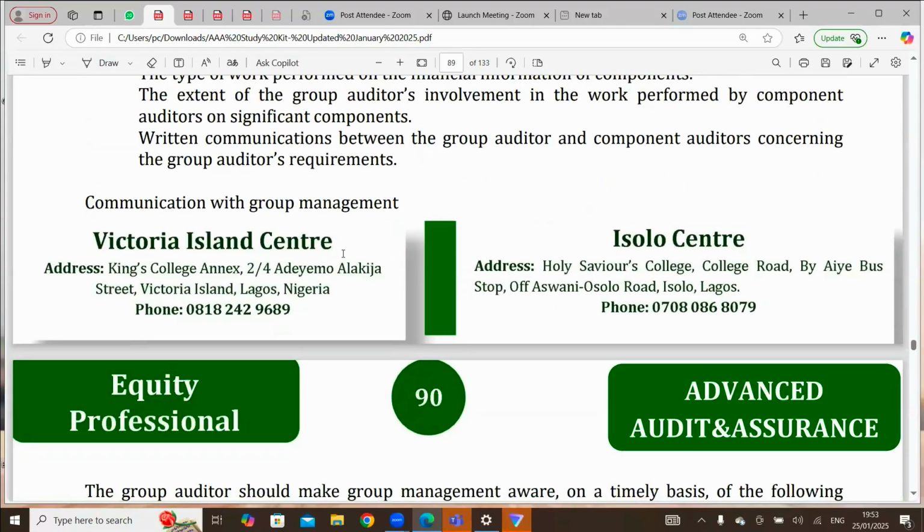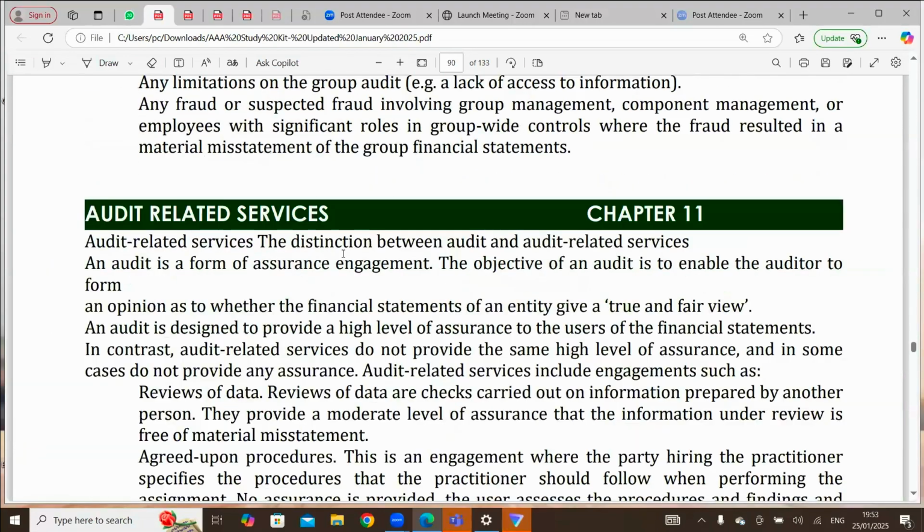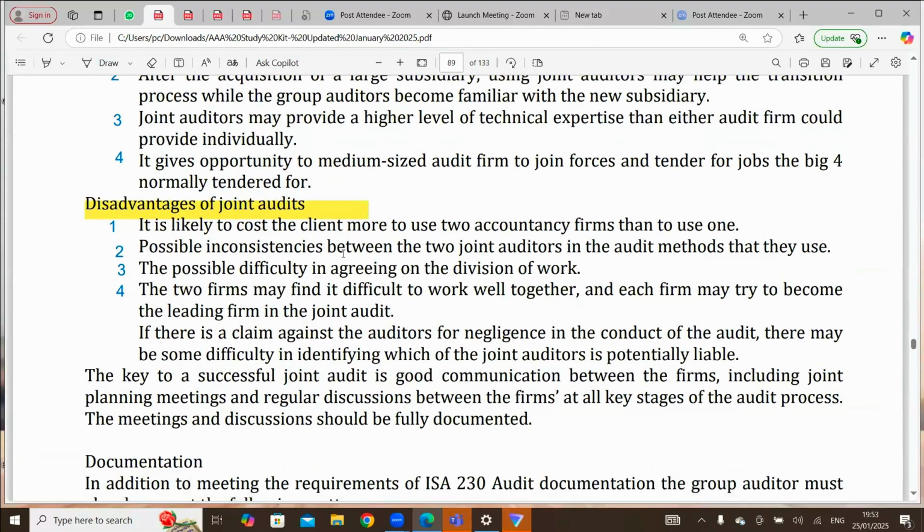What are the disadvantages of joint audit? The first one is that it's likely to cost the clients more because they are using two accounting firms. No matter how much you say, oh, they're giving them an edge, blah, blah, blah, it will most likely cost the clients more because in real sense, they're actually spending more money, okay, on the audit. The second one we have is that there is a possible inconsistency between the two auditors.